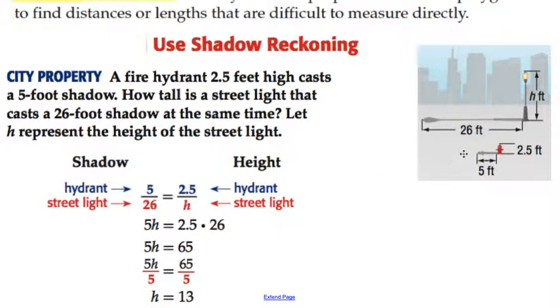And we could have figured that out pretty easily. If we just looked at our example, we could see that the shadow for the hydrant was twice as long as the height. So this shadow should be twice as long as its height. And since that's a proportional relationship, that is true.